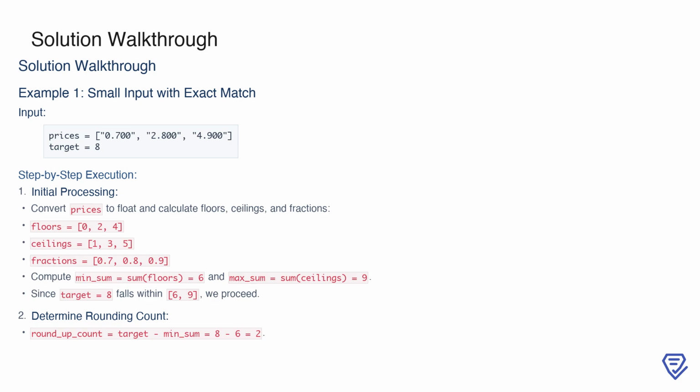Next, we calculate the minimum and maximum sums by adding up the floors and ceilings, respectively. The minimum sum is 6, and the maximum sum is 9. Since the target value of 8 is within this range, it's possible to achieve the target by rounding the prices. To determine how many prices must be rounded up, we calculate the difference between the target and the minimum sum, which is 8 minus 6, giving us a rounding count of 2. This means we need to round up 2 of the prices to meet the target.